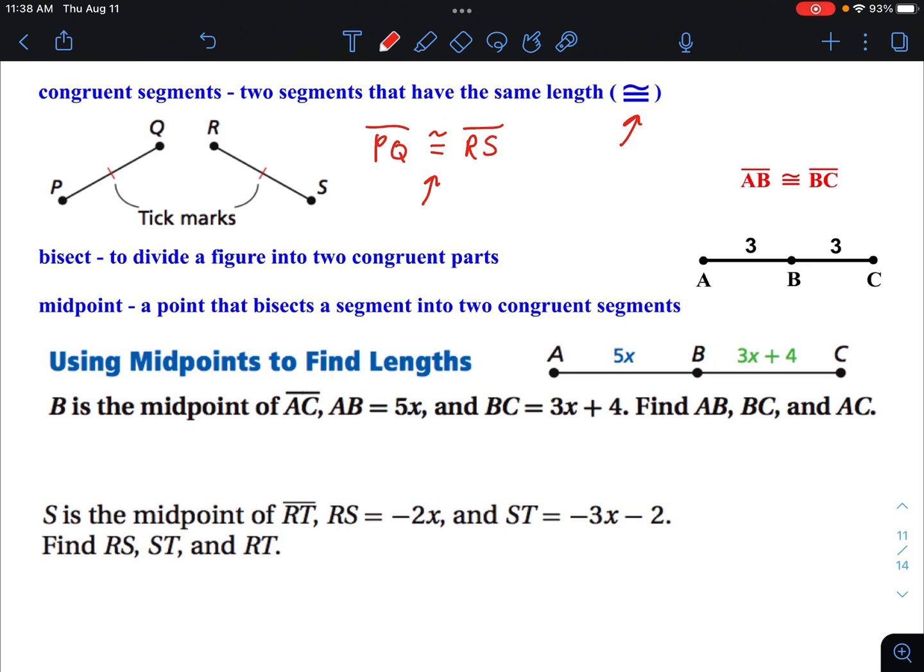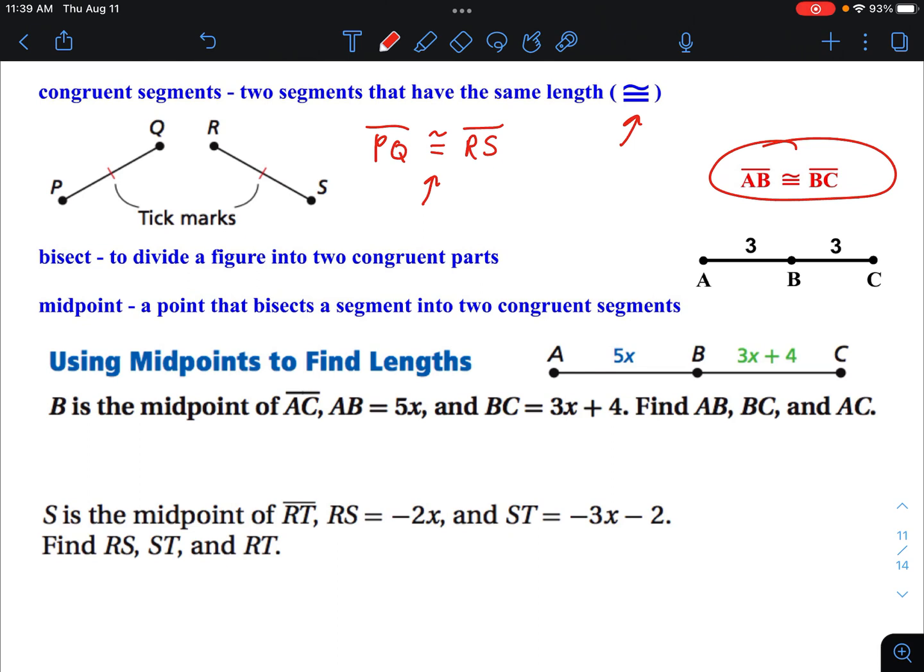Another word you need to know, the word bisect. That is going to come up a lot this year. And it means to divide a figure into two congruent parts. So for instance, in my little picture over here, B is a bisecting point, sometimes referred to as the midpoint, which we're going to cover here in a second. But you'll notice we have 3 units on the left, 3 units on the right. So B is a bisecting point there. It literally bisects that line into two congruent parts, which is what I have written up here.